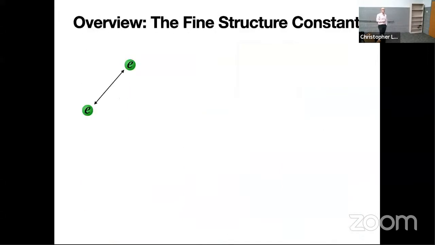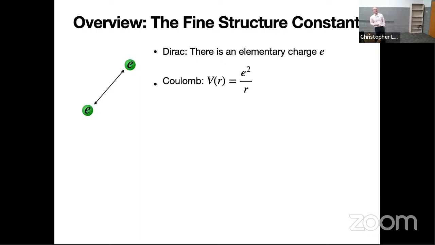Okay, so let's start with not condensed matter. This is like real physics, just for a moment. Okay, so the fine structure constant, what is it? To remind you, there's a few ingredients. So first, Dirac told us there's an elementary charge, e. Maybe it's e over 3 if you believe in QCD, but it's an elementary unit of charge. Coulomb, much earlier, told us that the interaction potential energy between 2 charges is e squared over r, where r is the separation.